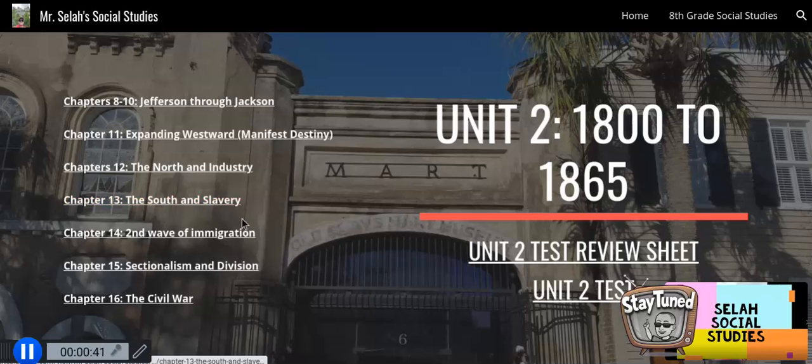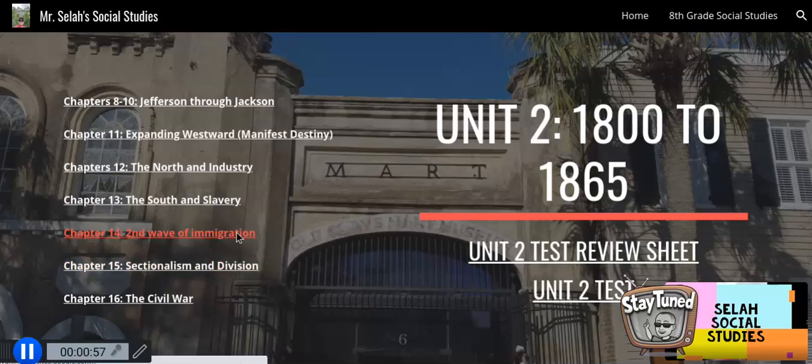So here's what we have left. In the rest of the second quarter, we have the second wave of immigration. We have the sectionalism and division of the United States leading up, finally ending with the Civil War. So these are the next three chapters that we're going to be going into. Right now, the second wave of immigration.